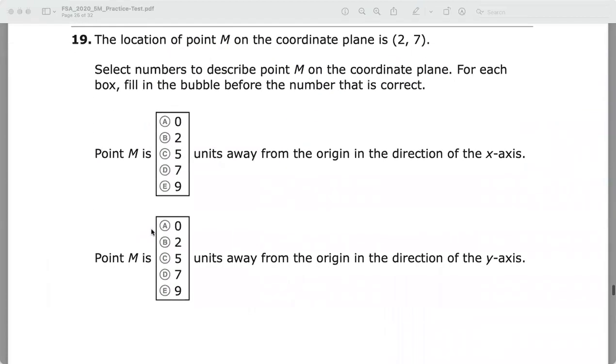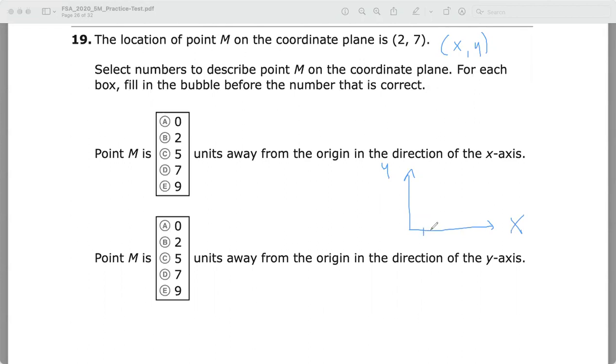Okay, the location of point M on the coordinate plane is 2, 7. So here's another coordinate example, and you're like, what is that? So we have our x-axis, which goes left to right, and our y-axis, which goes up and down. And the point is always x comma y. And you can remember that because it's in alphabetical order.